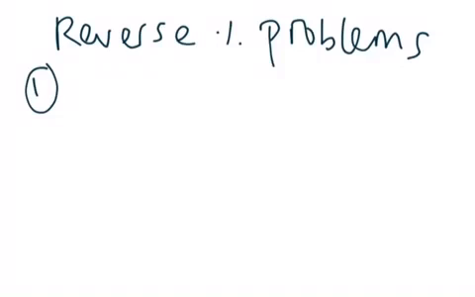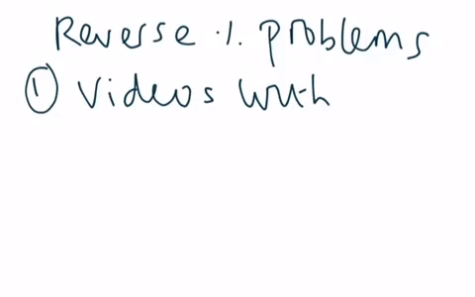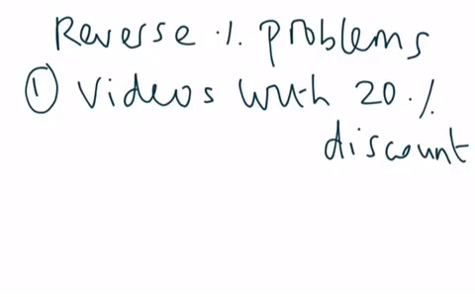says that a shop sells videos with a 20% discount. So these are videos which are on sale, with a discount of 20%. And we're also told that the individual, we'll call her Petra, buys a video and pays £10. And the question is, how much does the video normally cost?